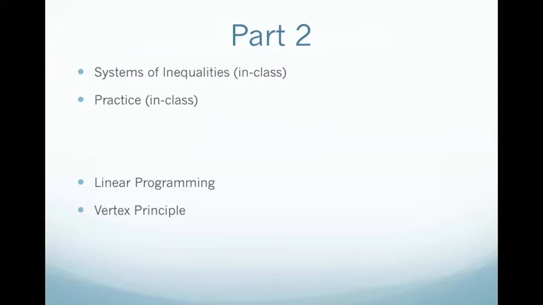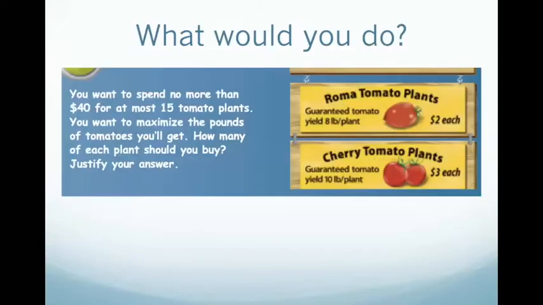So we're going to look at applying systems of inequalities to a question like this. We have $40 in our pocket and we have room in our garden for 15 tomato plants. We want the most pounds of tomatoes that we can get. So think about how you would do this. Go ahead and put it in Edpuzzle. No wrong answer, just think about how you would do this. So give some serious thought to that. And then by the end, we'll have a mathematical solution to this.